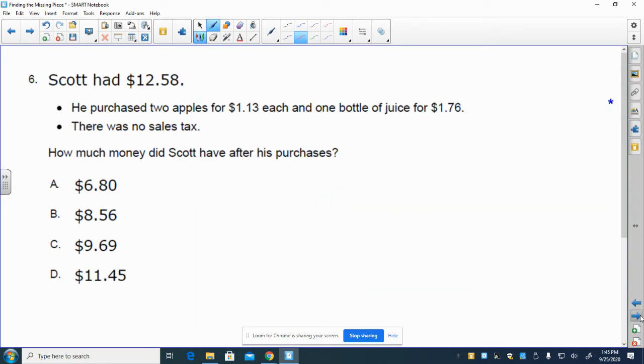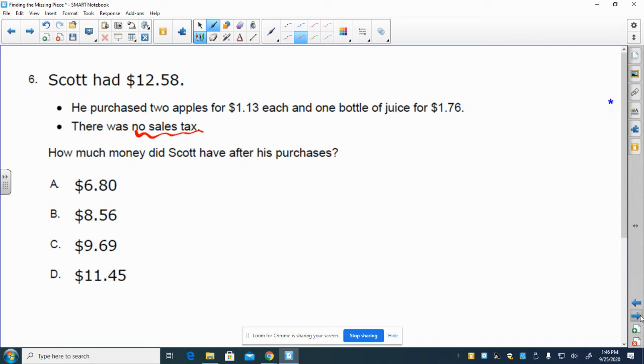And we're going to look at one more. Going to read it 2 times. Scott had $12.58. He purchased 2 apples for $1.13 each and 1 bottle of juice for $1.76. There was no sales tax. How much money did Scott have after his purchases?